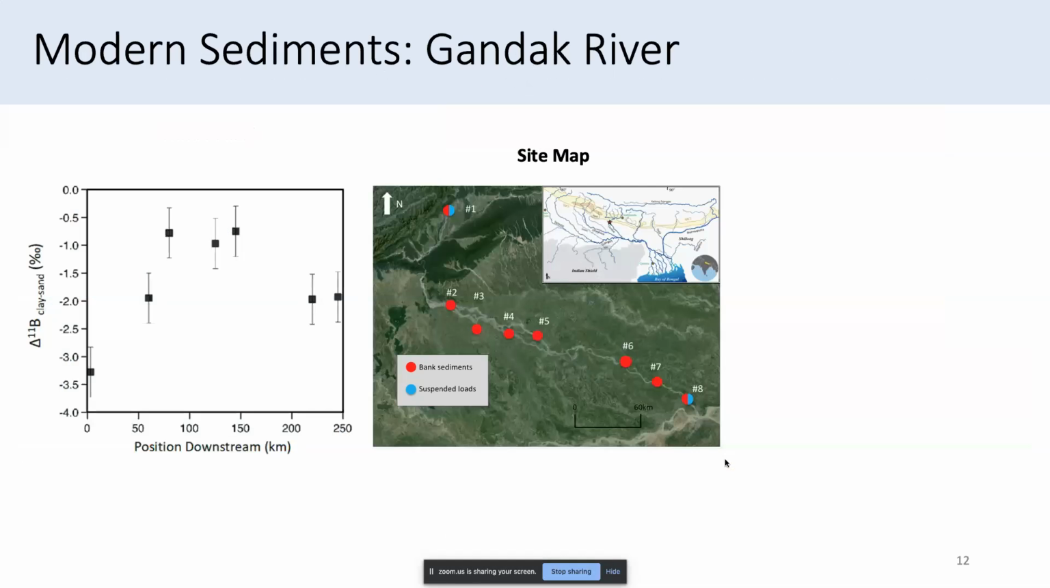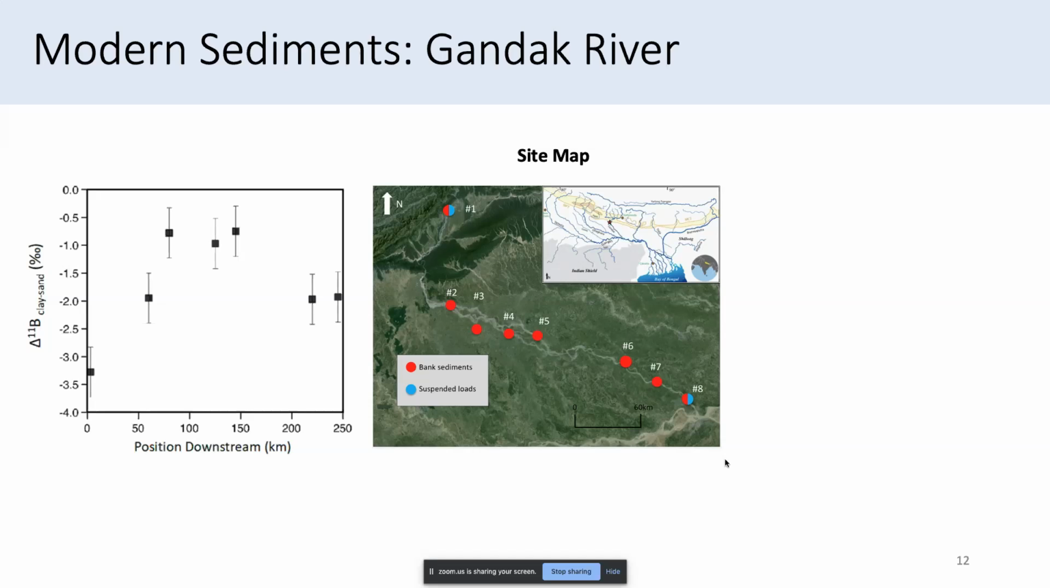So this is what our field site looked like. And these red dots are where they took their samples. Some bank sediments and a few suspended load samples from the headwaters high up in the mountains, all the way out to the Ganga Plain. And then this river eventually meets up with the Ganges River and dumps into the Bay of Bengal. So this is one of the main tributaries of the Ganges River.